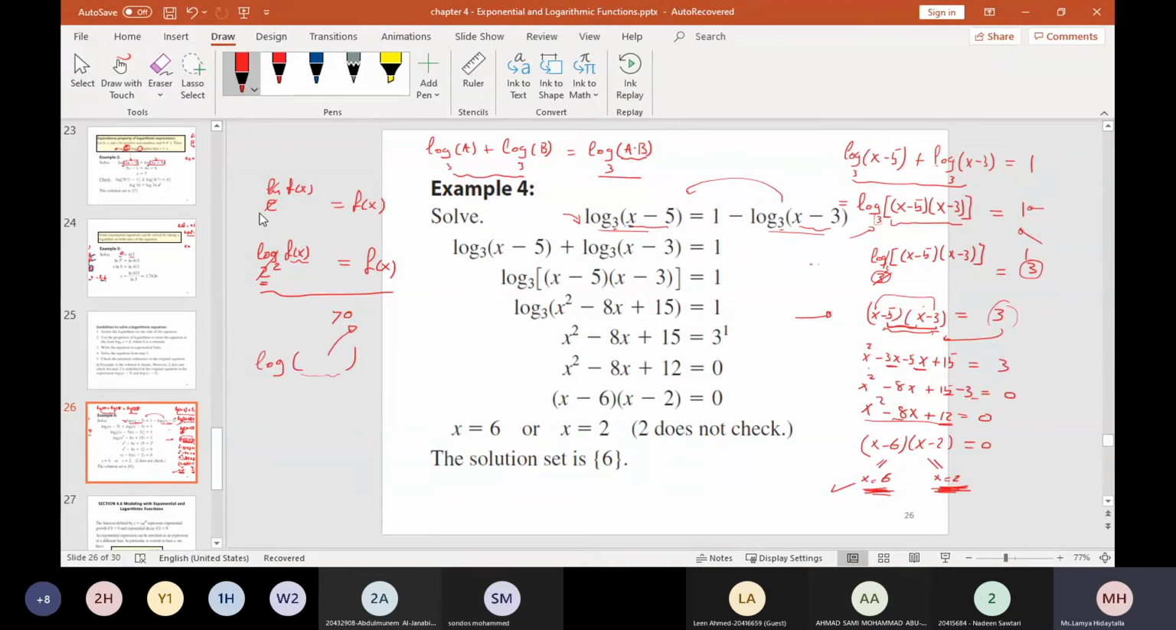Now what about x equals 2? It gives me 2 minus 5, which is a negative number. This is not greater than 0. It is less than 0. So I cannot take or consider the value x equals 2. It will not solve my problem. Clear? So the solution is x equals 6. Is it clear? Yes, it's clear.